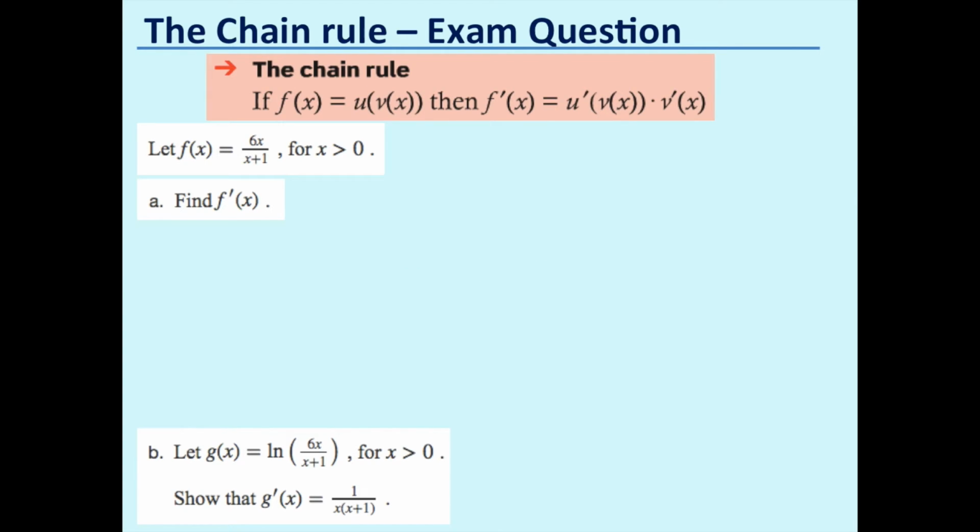So, final question in this little section here is the first two parts of an exam question. So we've got some function here, f of x equals 6x over x plus 1 for x is greater than 0. So I want you first of all to find the derivative of this, and then secondly, we've got this function here, let g of x equals ln of 6x over x plus 1 for x is greater than 0. So show that the derivative of this is 1 over x brackets x plus 1. So I'll give you a little time to try and work those out, and then we'll go through it.